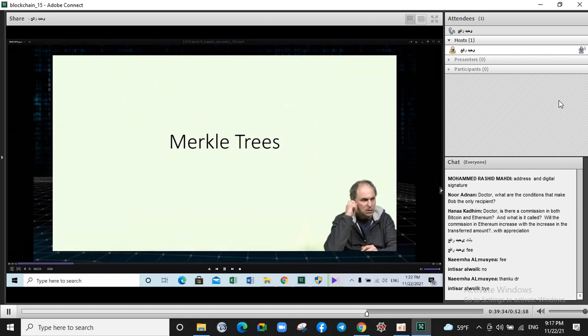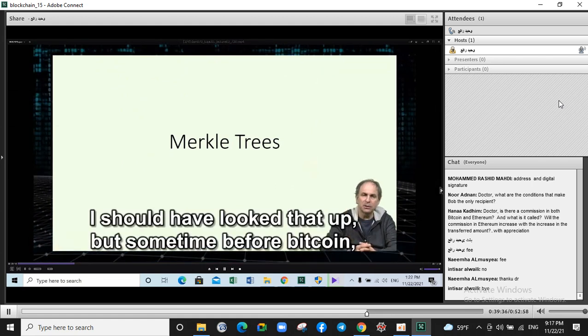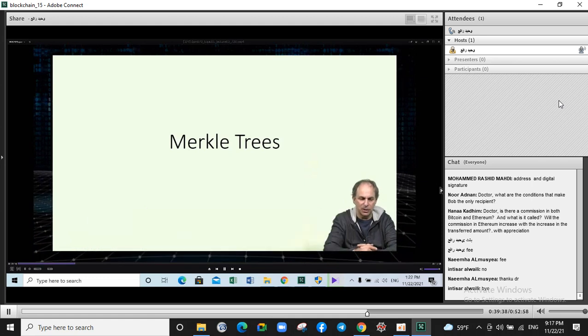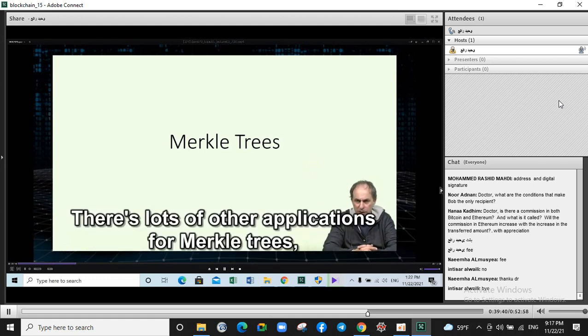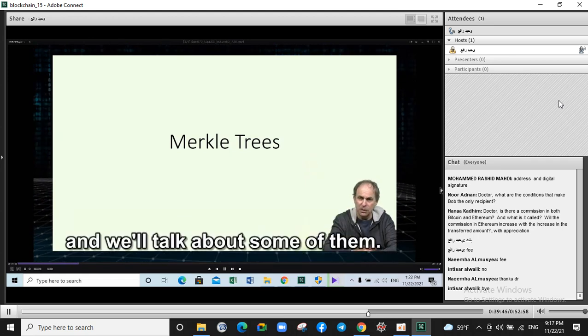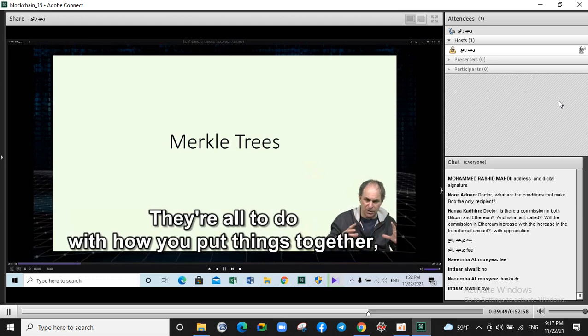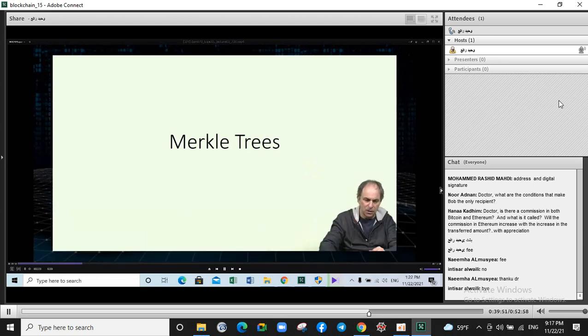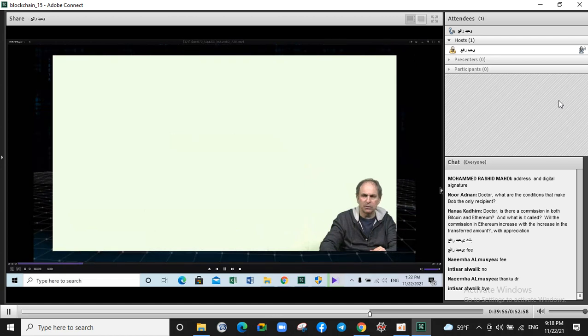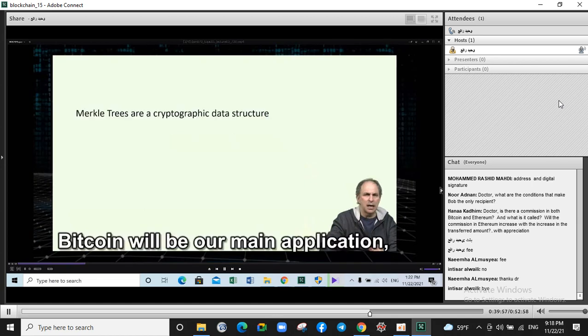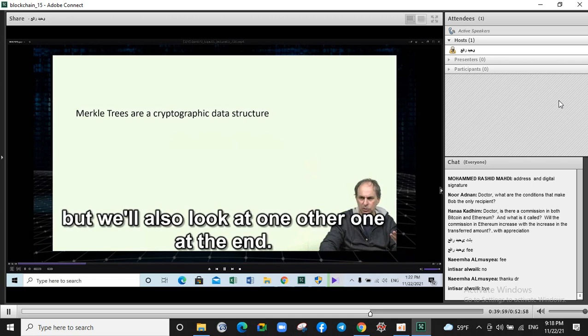There are lots of other applications for Merkle trees, and we'll talk about some of them. They're all to do with how you put things together and making sure things are safe. Bitcoin will be our main application, but we'll also look at one other one at the end. Okay, Merkle trees are a cryptographic data structure, so they're a data structure with cryptography built in.